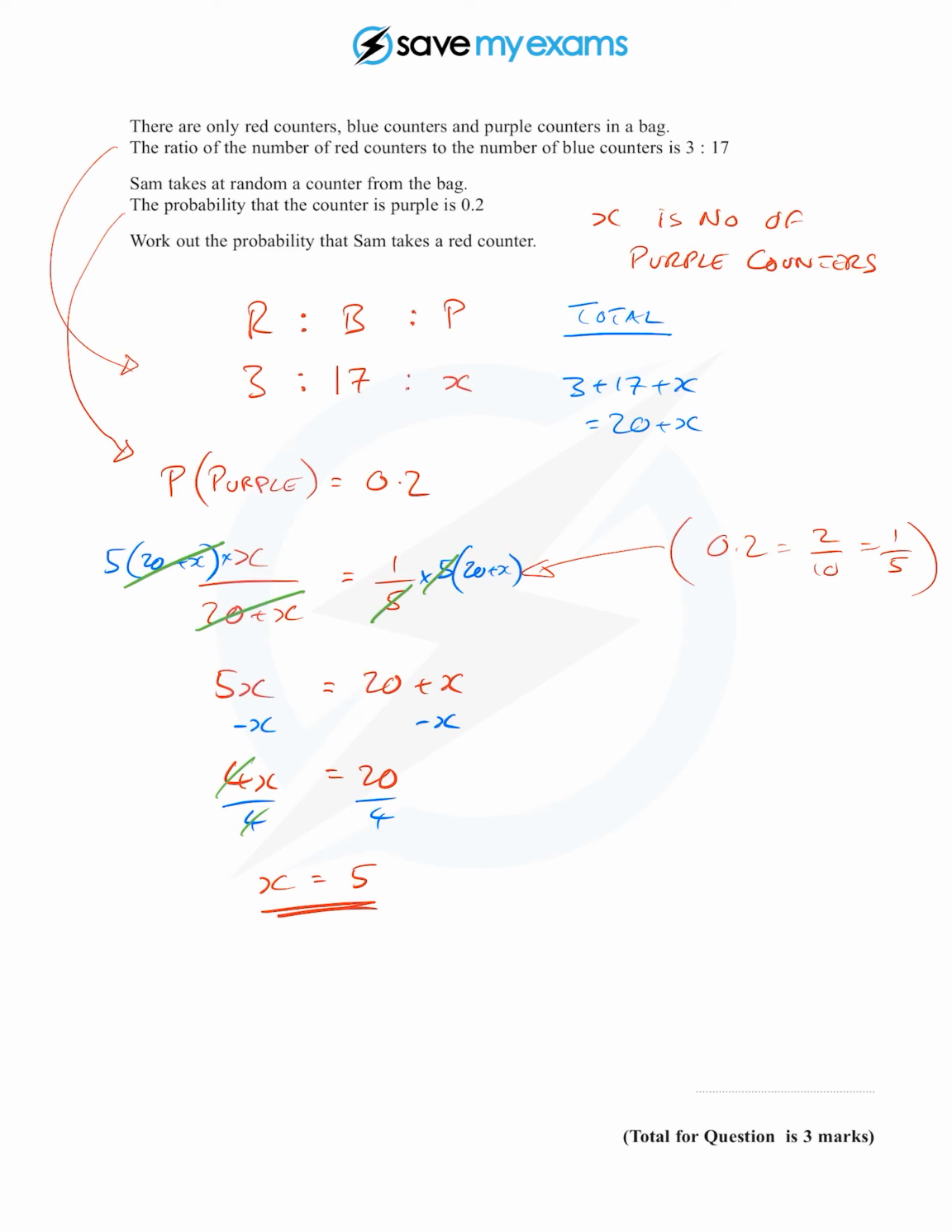And I now know there are 25 counters in total. So the probability of getting a red counter is, well, how many red counters are there? 3. How many counters are there in total? 25. And that is that.